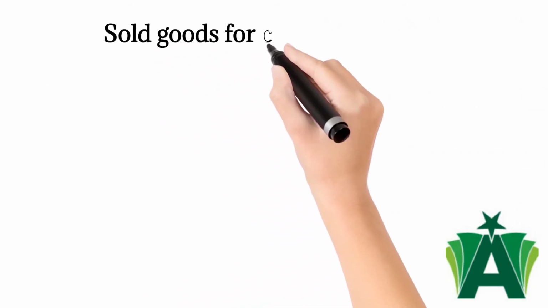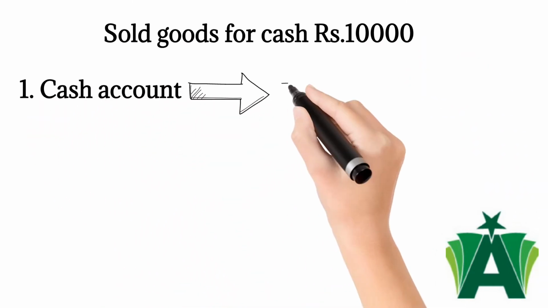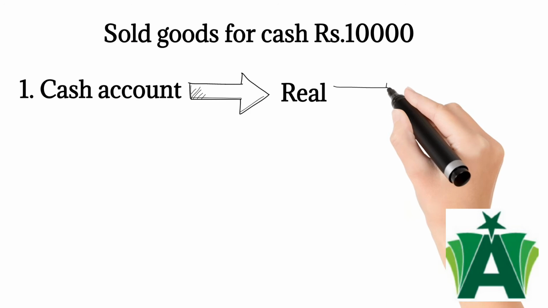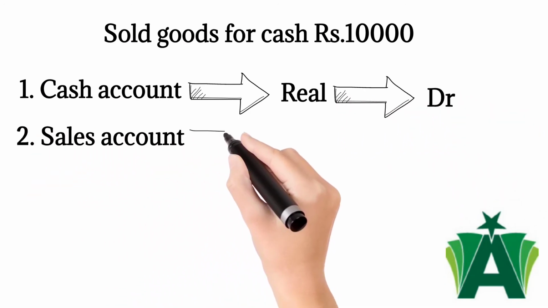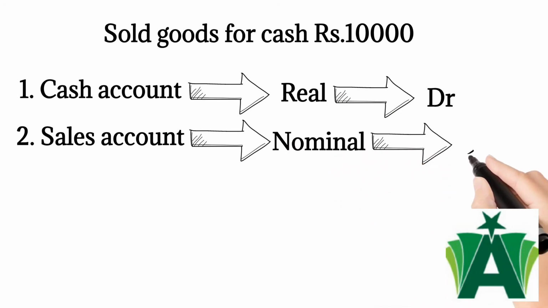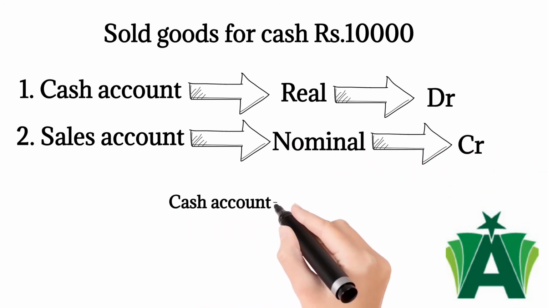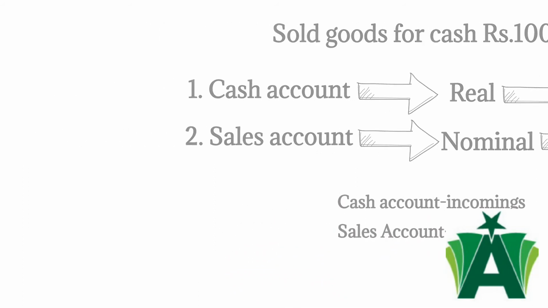Transaction number 2. Sold goods for cash 10,000. In this transaction, cash account and sales account are involved. Nature of cash account is real and cash comes into the business. Cash account is debited, and sales account nature is income. According to nominal account, all income is credited. Therefore, sales account is credited.